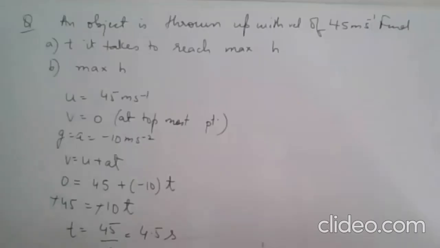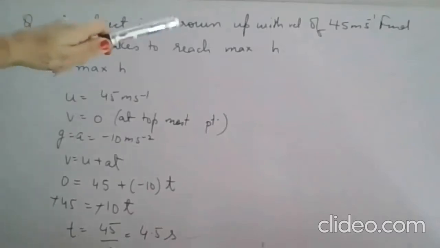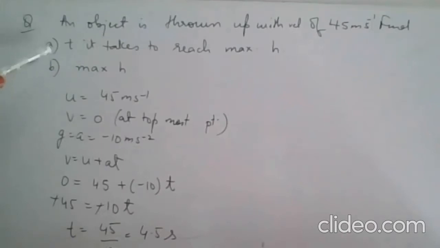All right, so in this question, you have been given that an object is thrown up with a velocity of 45 meter per second, and you have to find the time it takes to reach the maximum height and the maximum height it attains. Okay, so initial velocity here is given 45 meter per second. I am taking 45 positive because it is thrown up.